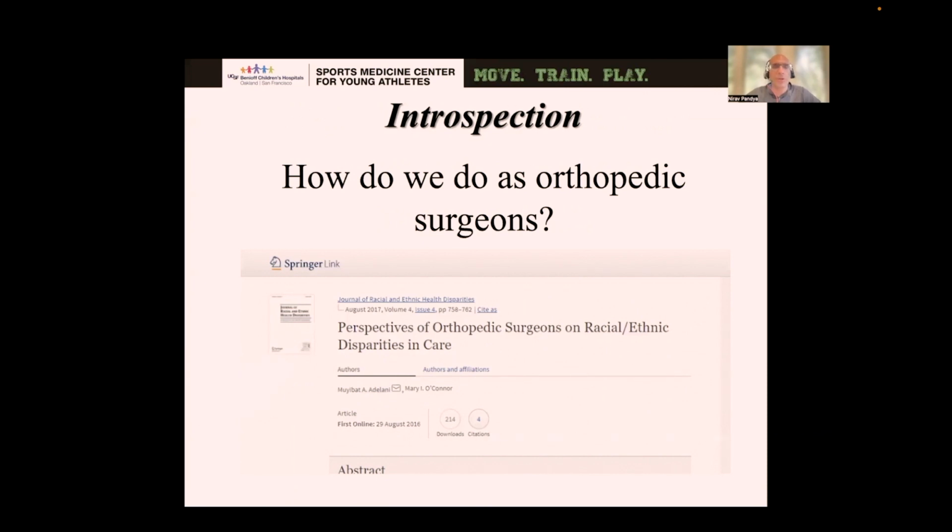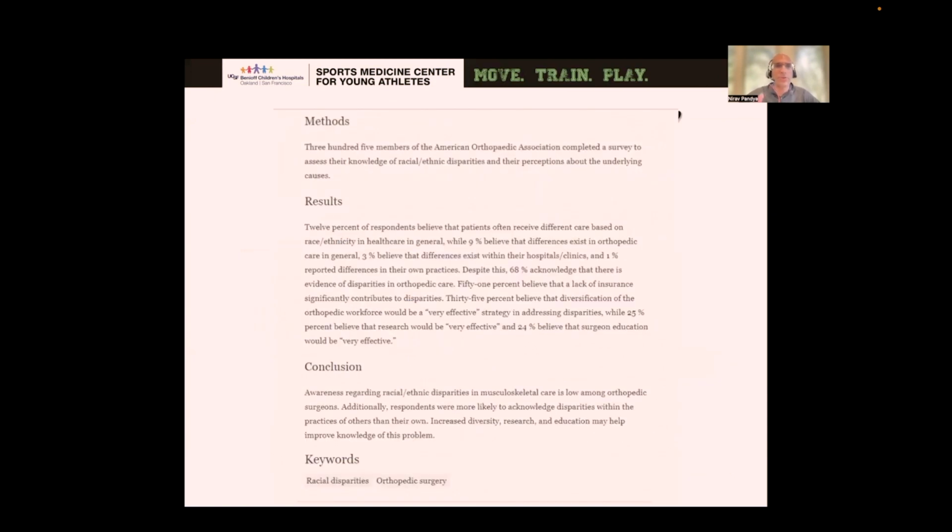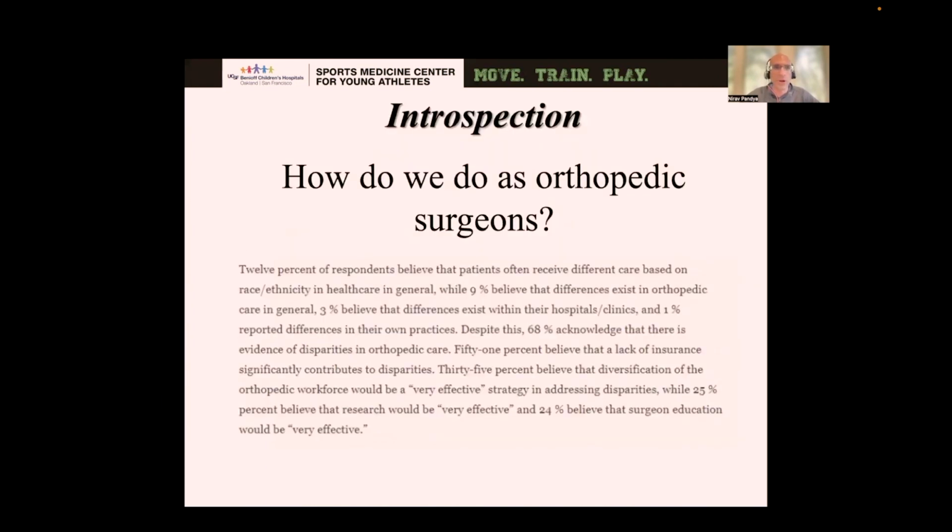Now, if we look at ourselves, and I'll speak more for orthopedic surgeons, we do a very poor job of understanding, number one, that this is a problem, and number two, that this actually exists as a problem in our own practices. This was a survey that was given out to the American Orthopaedic Association to assess their baseline knowledge of racial and ethnic disparities and their perceptions about the underlying root causes.